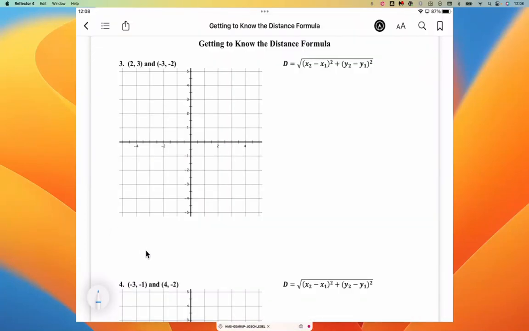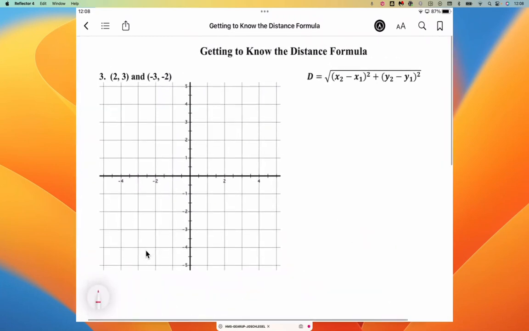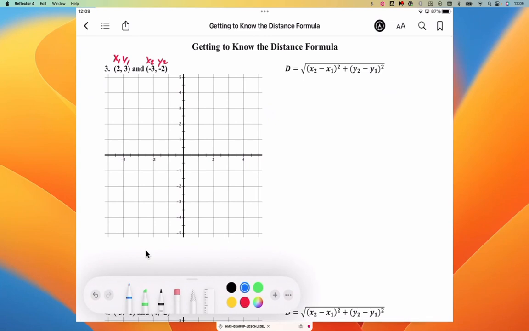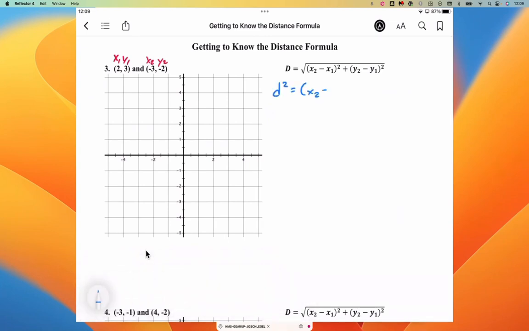And so here we've got the points (2, 3) and (-3, -2). I'll start by labeling x1, y1, x2, y2. Find the distance between them. Our version of the distance formula is d squared is equal to x2 minus x1 squared plus y2 minus y1 squared. And so putting our template together, minus sign in the middle, squared outside.